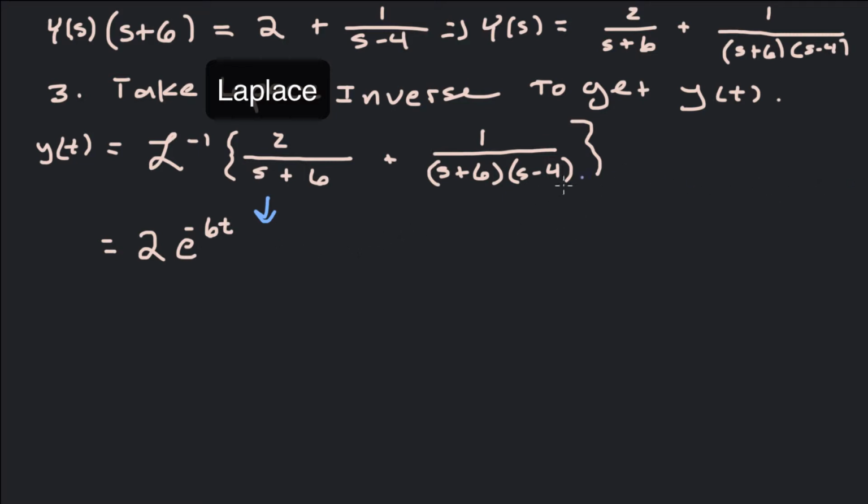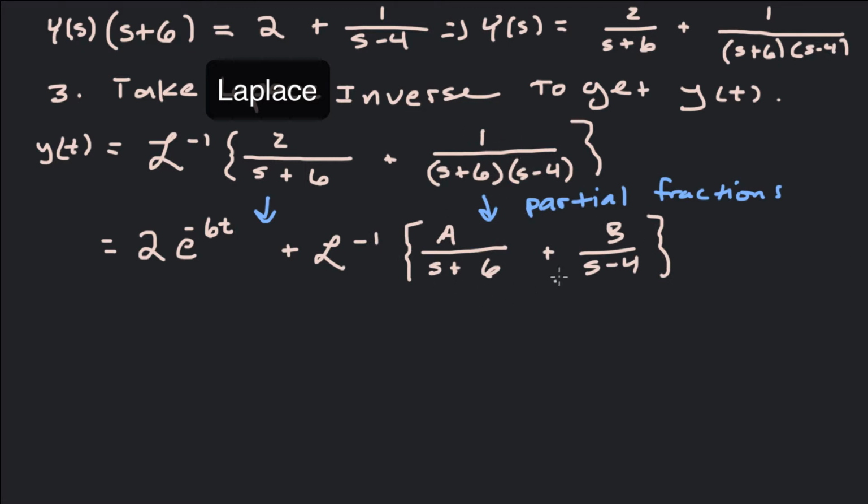However, for the second one, we need to use partial fraction decomposition. So we'll say plus the Laplace inverse. If you don't remember how to do this, check out my video on the strategy for partial fraction decomposition when dealing with Laplace transforms. We're going to separately work out the partial fraction decomposition for the function 1 over (s plus 6)(s minus 4).